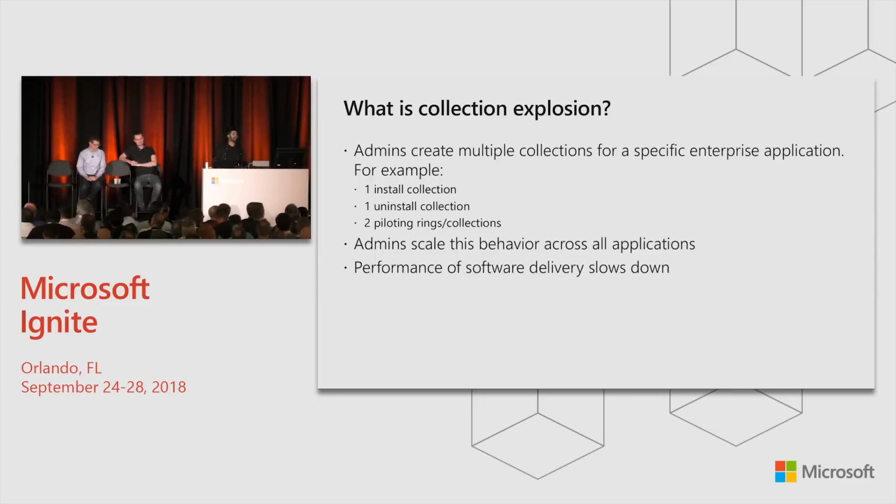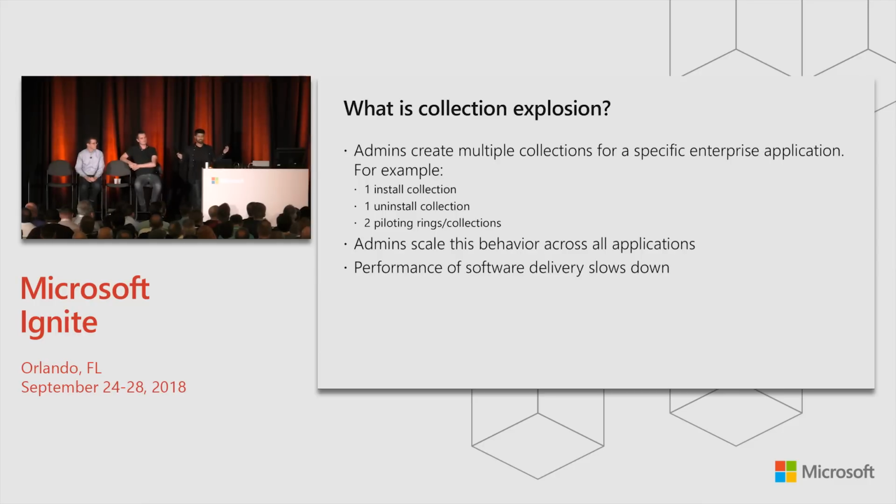Secondly, let's talk about some of the improvements we've made to the application approval process. This started out with a phenomenon that customers started calling collection explosion, and I'll give you an example of what this is. Admins create multiple collections for specific applications. For example, let's take an app like Office. They have an install collection, an uninstall collection, and two piloting rings or collections. It's not uncommon. But when you scale such a behavior across multiple applications, you have thousands of collections being created, and thus the performance of software delivery really goes down.